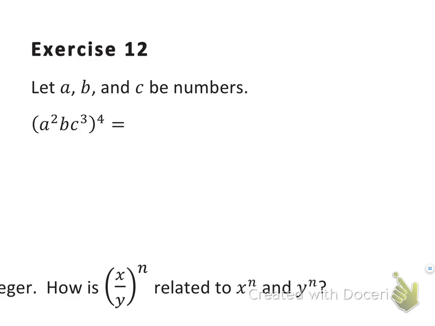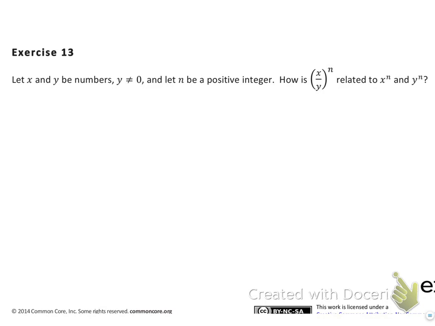For exercise 12, we would continue the rule of raising a power to a power, we multiply. So we have a squared to the 4th power. That gives us a to the 8th, b to the 4th power, and c to the 3 times 4, which is 12th power. For exercise 13, we look at that same rule and take a look at how x to the n and y to the n are related. We would have x to the n power over y to the n power, and so they are related by division.